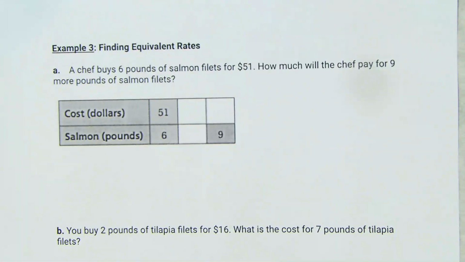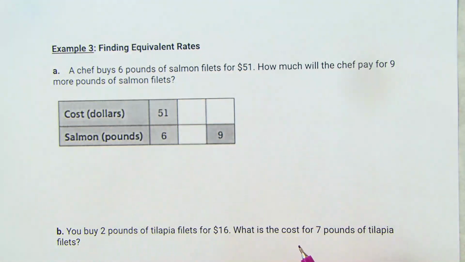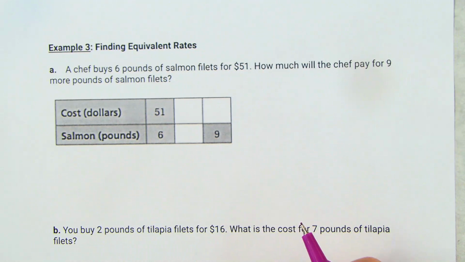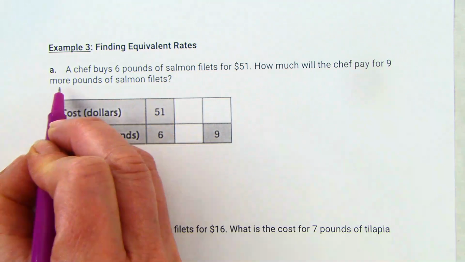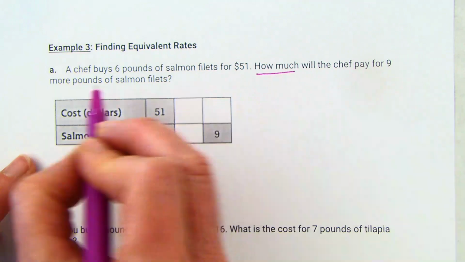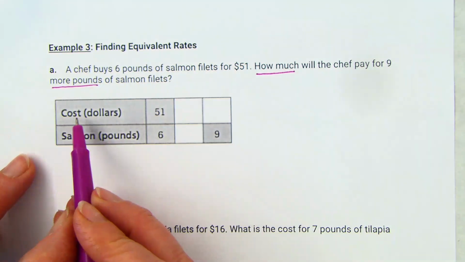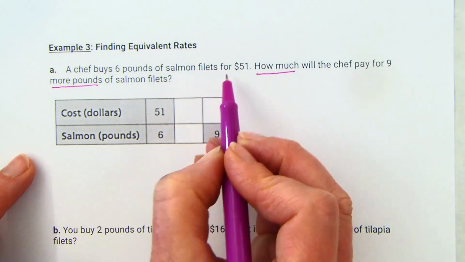All right. In example 3, we have a chef buying 6 pounds of salmon fillets for $51. How much will the chef pay for 9 more pounds of salmon fillets? Okay. So first look at my problem, and it says we want to know the cost. There's the how much per pound. So that tells me that I want to put cost and per pound. All right. And then you go into the problem and you find out what you already know.